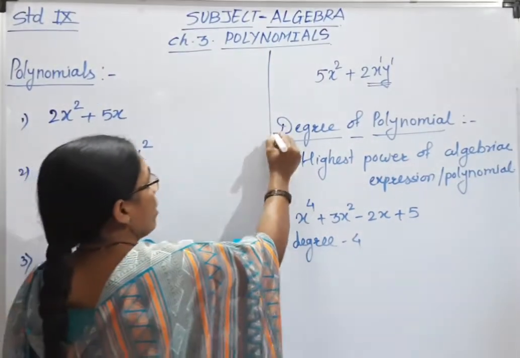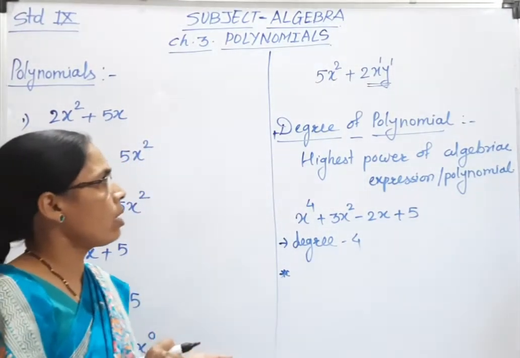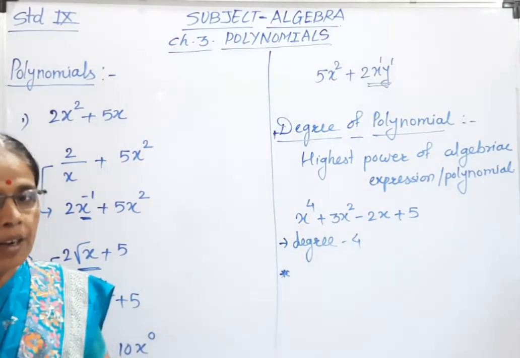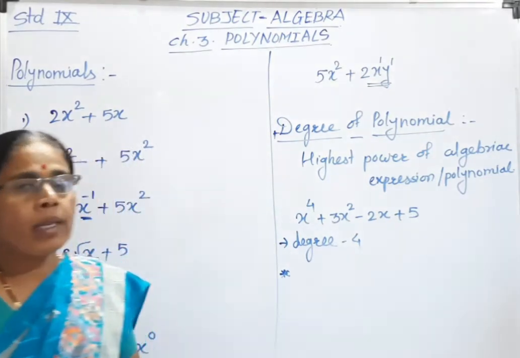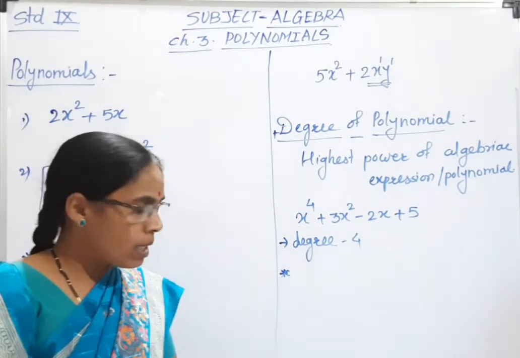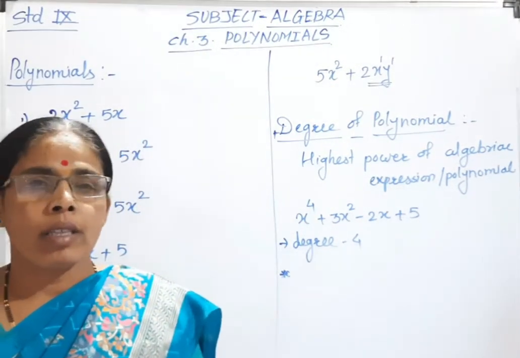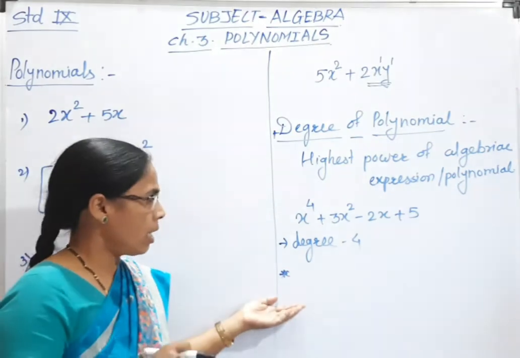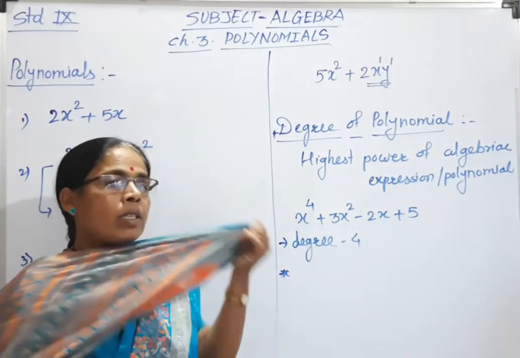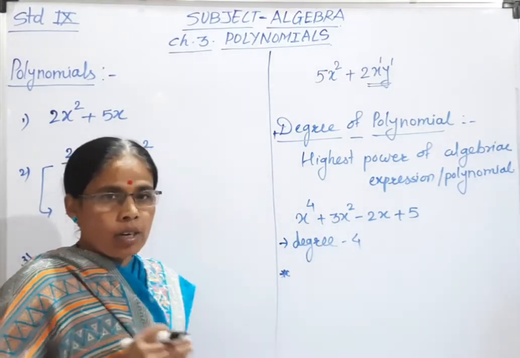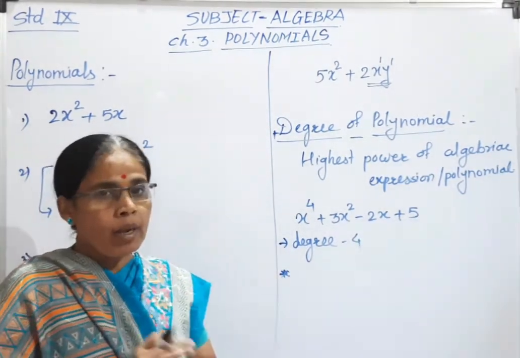So the next part is how to write this algebraic expression or polynomial in the standard form. Whenever algebraic expressions or polynomials are given, we have to write them in the descending order or in the ascending order of the indices. Indices means the power. When we write all terms in the descending or ascending order of the indices, then it is the standard form of a polynomial.